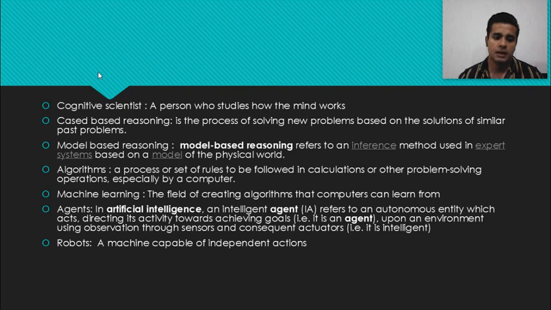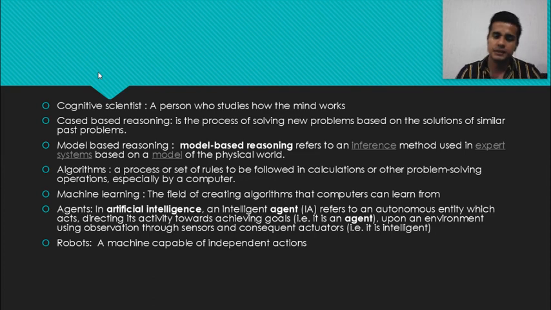Okay, machine learning: the field of creating algorithms that computers can learn from. So basically, that's it. Let's imagine a robot has algorithms. Well, every single robot has algorithms in its programming. But machine learning, the very word gives you the definition. It's how machines, robots or any machine are going to learn how to solve a problem or how to provide a solution based on previous problems.